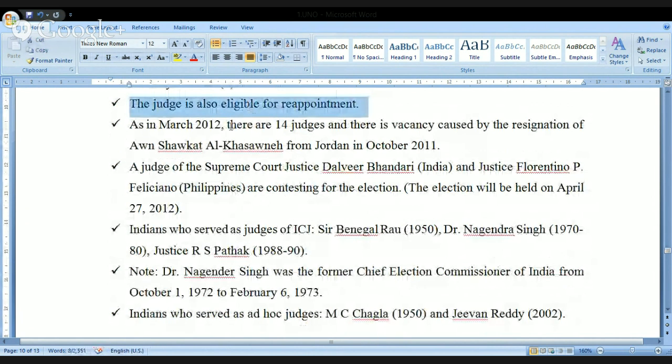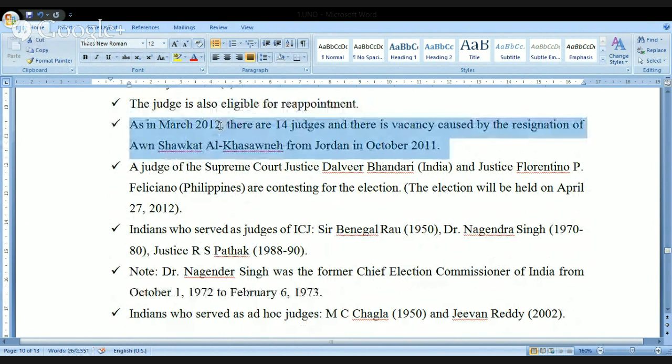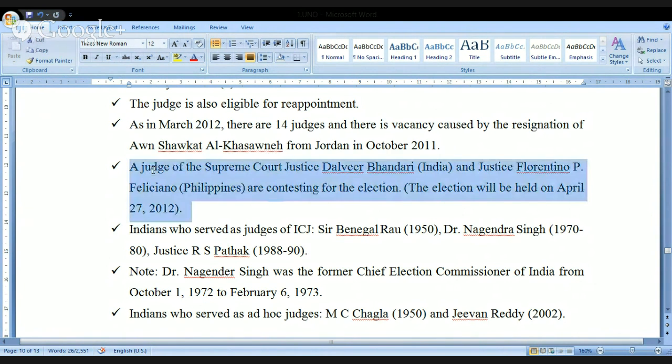Now, look at this. As of March 2012, there are 14 judges and there is a vacancy caused by the resignation, very important, resignation of Awn Shawkat Al-Khasawneh, and this gentleman was from Jordan. He submitted the resignation letter. Now see here, the gentleman from Jordan has resigned, and later, if you look at the next point I am highlighting, Justice Dalveer Bhandari of the Supreme Court of India and Justice Florentino Feliciano are contesting for the election.